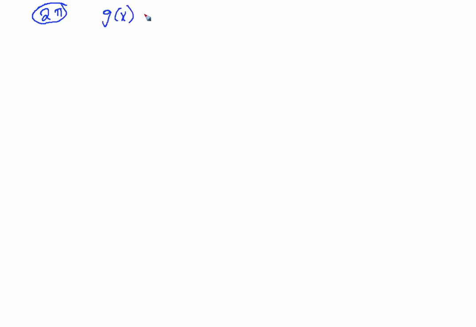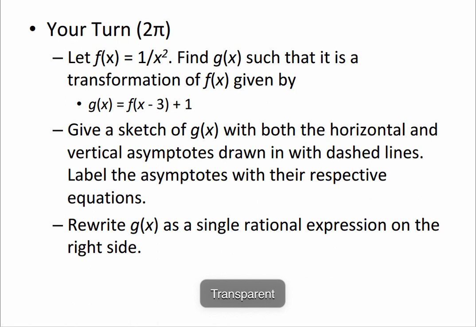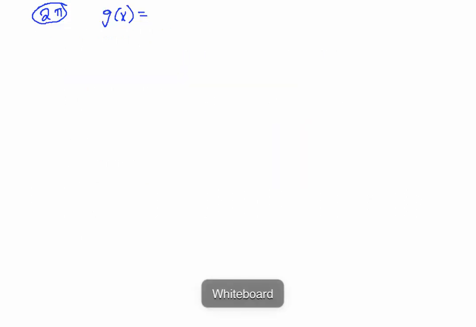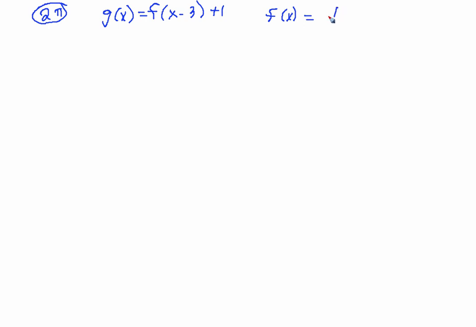Okay, so g of x is equal to what again? G of x is equal to f of x minus 3 plus 1, where f of x is given this time to be equal to 1 over x squared. Let's not skip what I did last time. Let's do the algebra part first. So f of x minus 3 is going to be 1 over x minus 3 quantity squared plus 1.